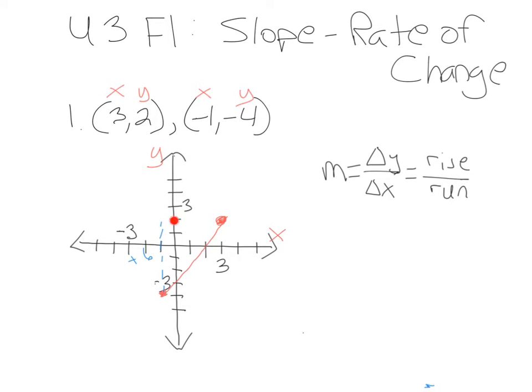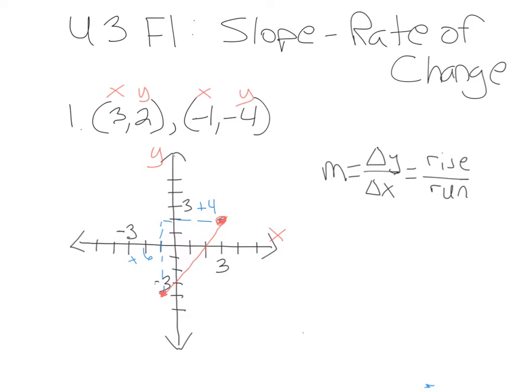Now, the run part, that's our horizontal movement. We go 1, 2, 3, 4. So let me just quickly draw that line there. And we went to the right 4. That's also positive as well.